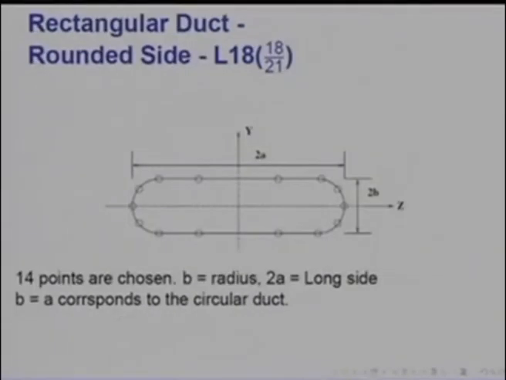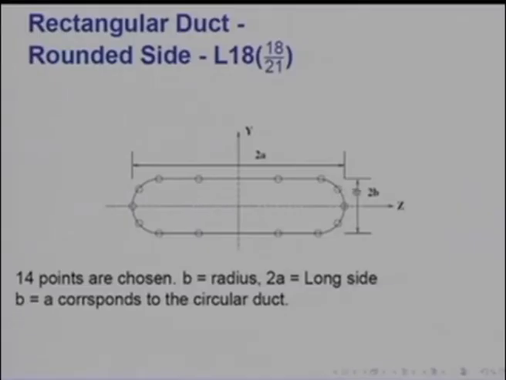I will now take a new kind of duct for which we had earlier not obtained velocity solutions. It is simply a duct in which the unrounded side is 2a along the x direction and 2b along the y direction. So, I have chosen 14 points. B is the radius of the rounded side and 2a is the long side.